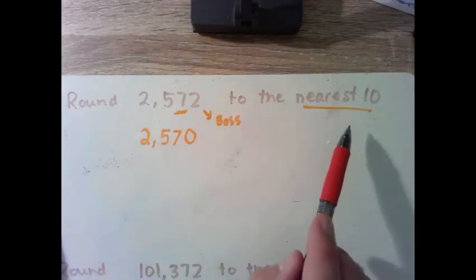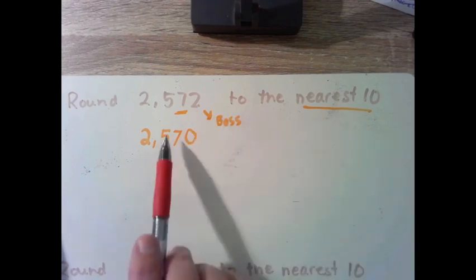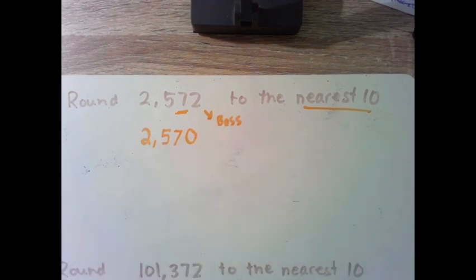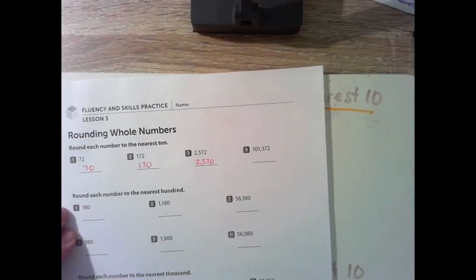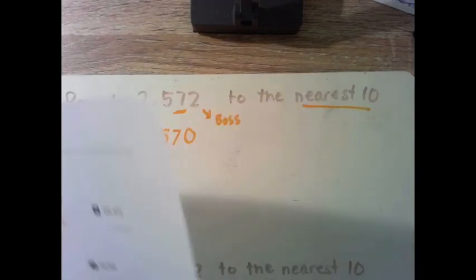2,572 to the nearest 10. So the 10 that's closest to this number is 2,570. Okay, so that's our answer here, 2,570. Okay, now let's do number 4.